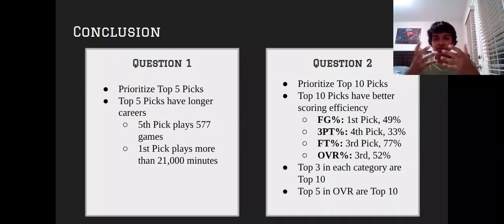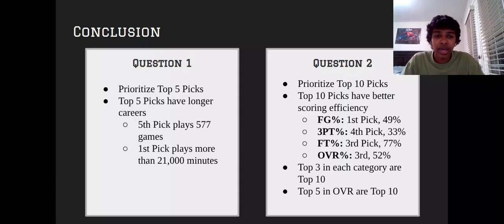So, coming back and focusing on the data, I would tell teams to prioritize the top 5 picks if they were to focus on career longevity, or question 1, because the top 5 picks have longer careers. Because as you can see, the 5th pick plays 577 games, the first pick plays more than 21,000 minutes. Yeah, I got the number right. And the top 5 in minutes played and total games played are all clinched by the top 5 picks.